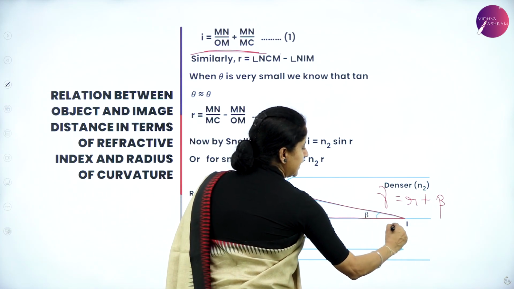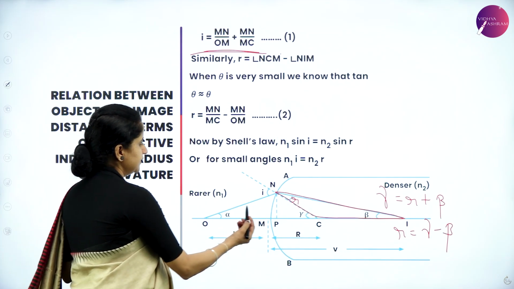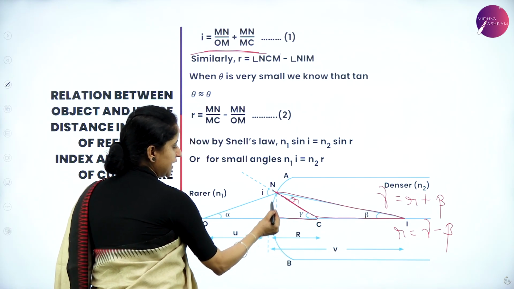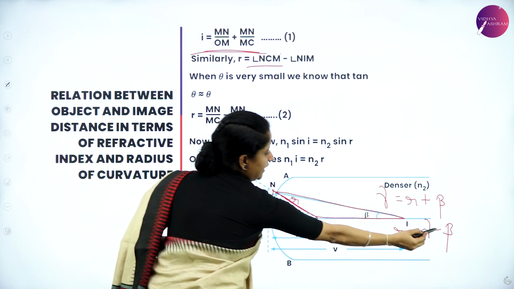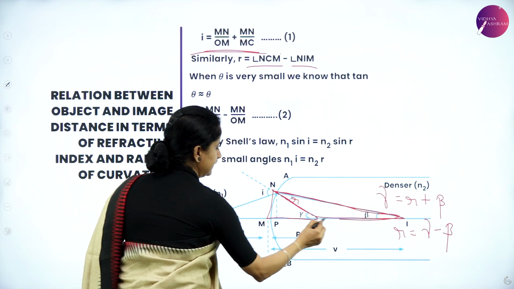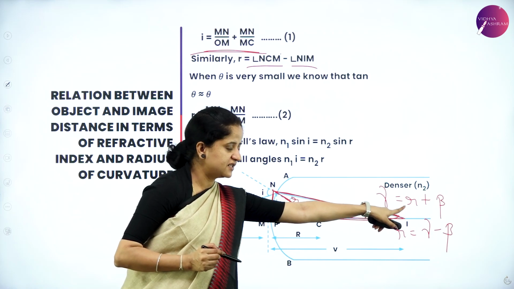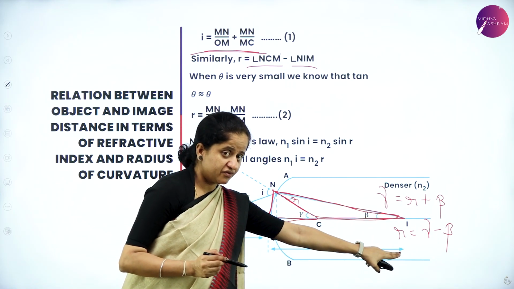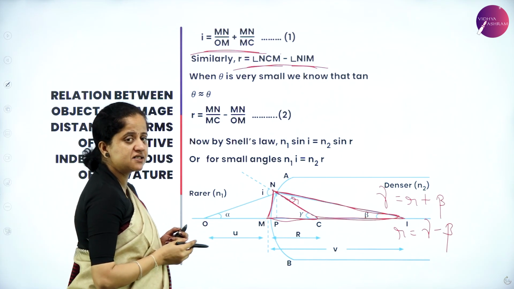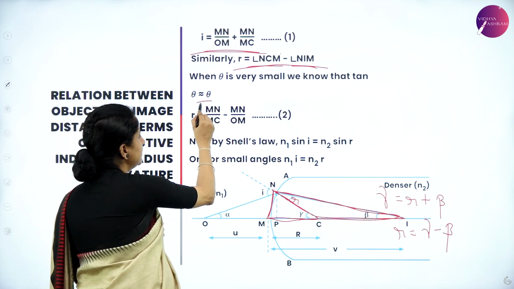So from this we can write r is equal to gamma minus beta. So what is gamma? That is NCM. So this is the gamma angle, that is NCM, minus what is beta here? NIM. This is the exterior angle. The sum of interior angles gives us r plus beta. We want an expression for r, that is equal to gamma minus beta, which can be written as angle NCM minus angle NIM. When theta is very small, we know that tan theta is almost equal to theta.